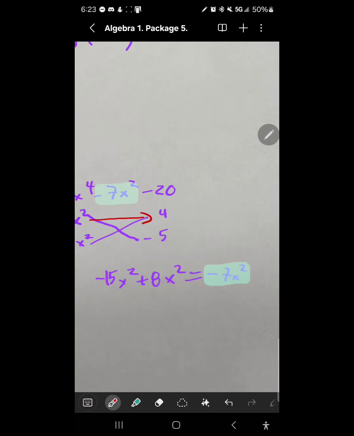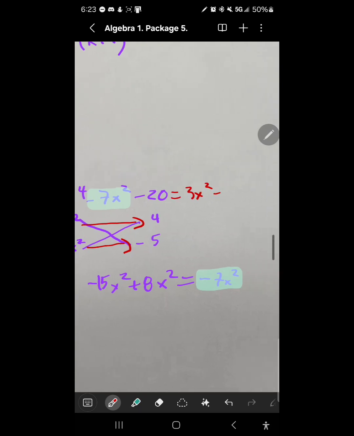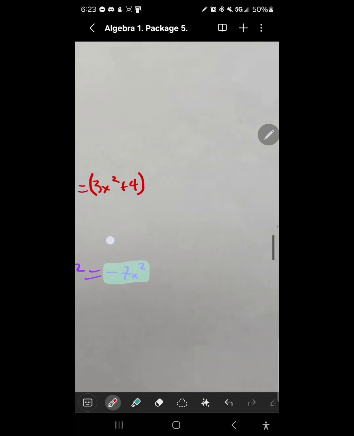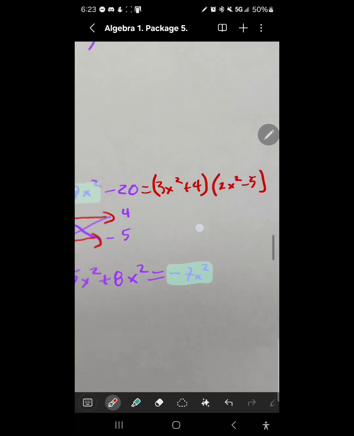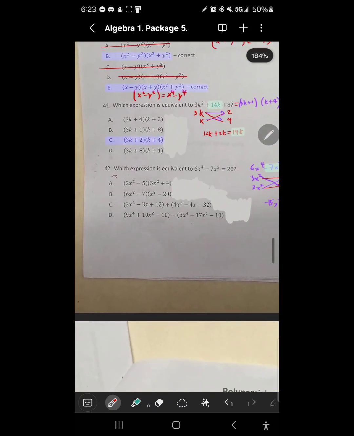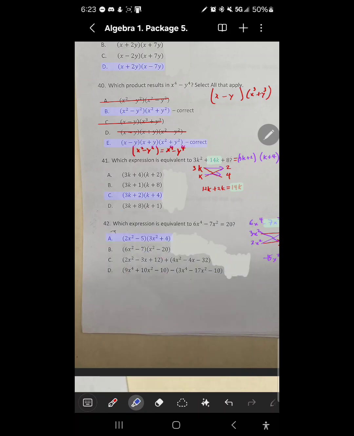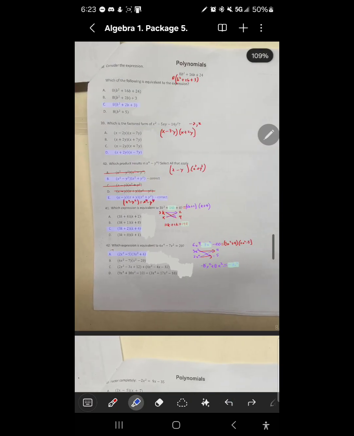So we're going to take it for factoring. So it will be 3x squared plus 4 times 2x squared minus 5, because the sign matters. So 3x squared plus 4 times 2x squared minus 5, which is option A. Correct answer. Yep, that's all for today.